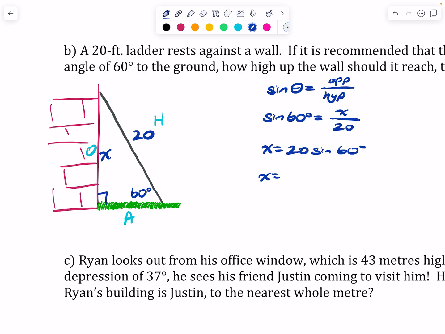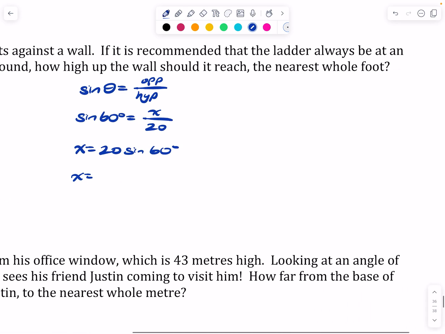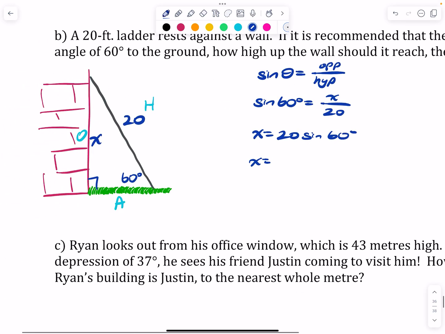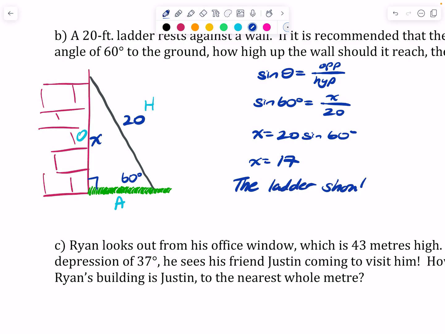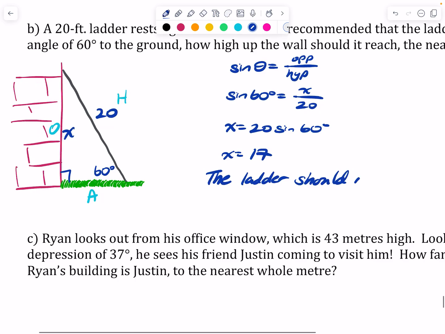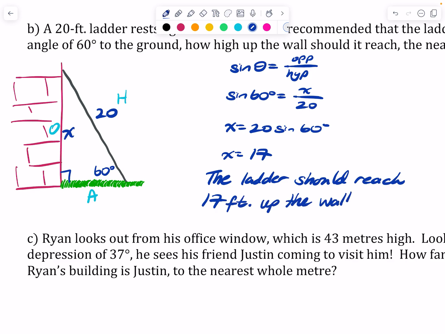To the nearest whole foot. So to the nearest whole foot, I'm not writing 17.3. That's not a whole foot. I'm just writing 17. And providing a contextual answer. And that's that one done.